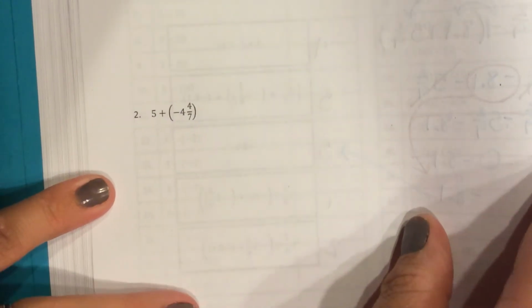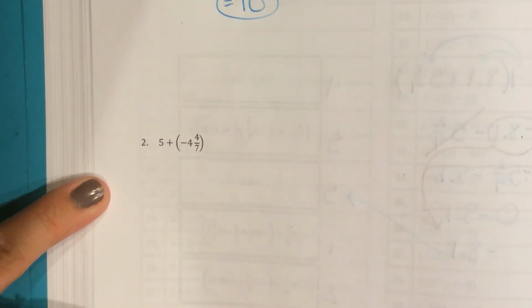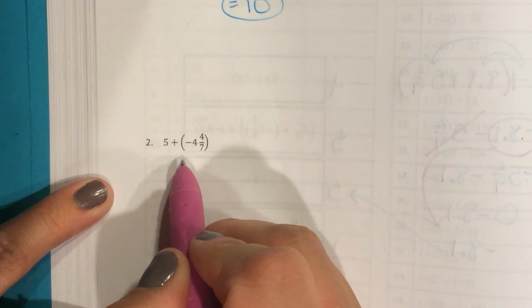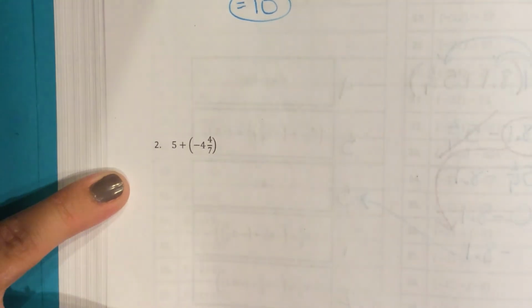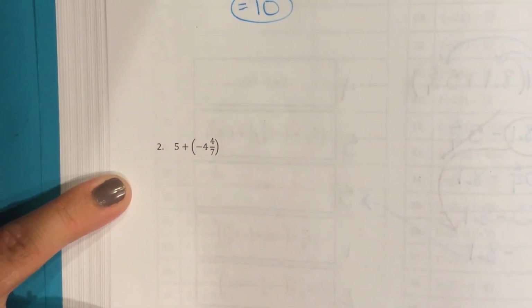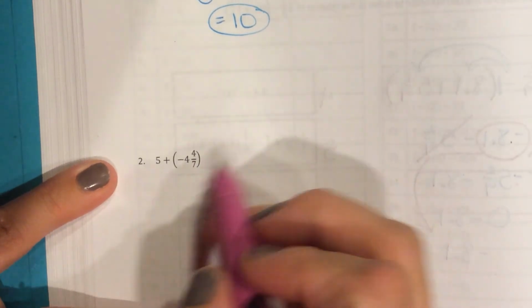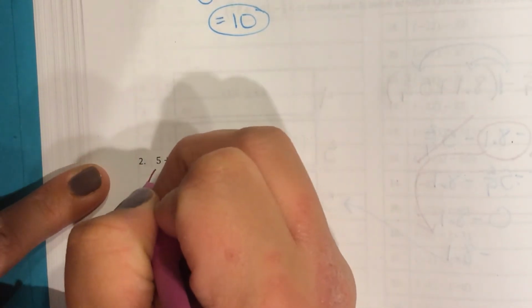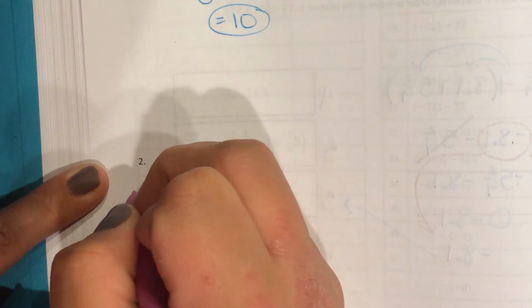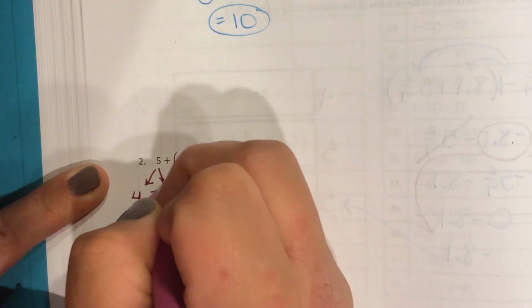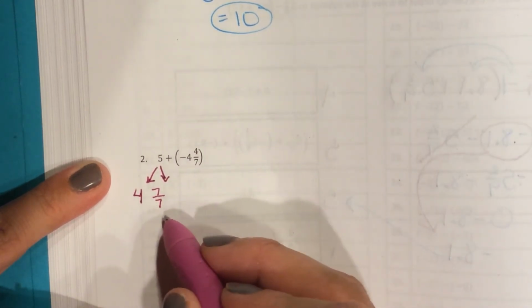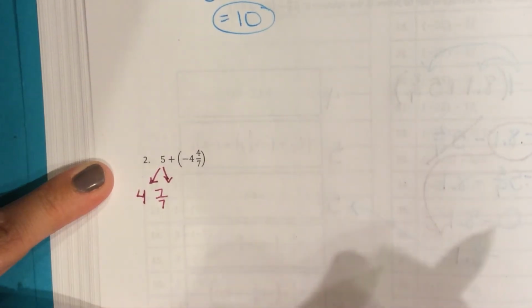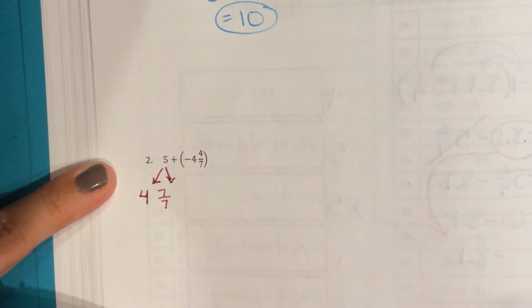Number 2, 5 plus negative 4 4/7. Obviously there is no distributive property here, because these parentheses are just acting as a separator between your positive and negative sign. So I don't have to think about this one in terms of the distributive property. I just have to actually add them up and see what I get. Like in the last lesson, you're going to want to think about 5 now as 4 and 7/7. If I add them together, I still get 5. It's just like I took a piece of the 5's whole and turned it into a fraction.